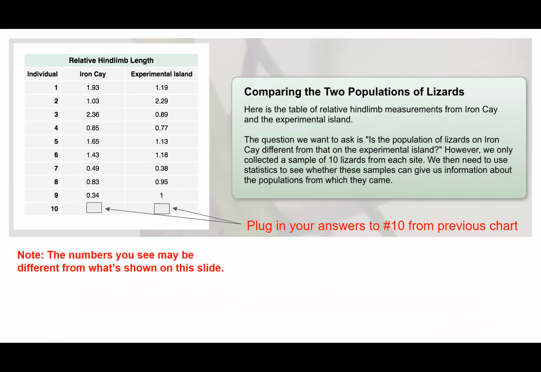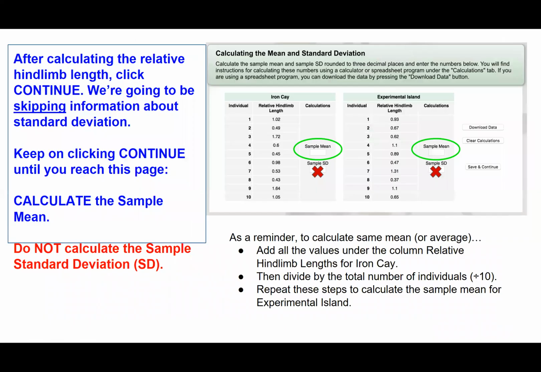So now, comparing the 2 populations of lizards, here's the table of relative hind limb measurements for Iron Cay and Experimental Island, okay? So again, you're plugging in your answers from number 10 here. And keep in mind, the numbers you see may be different from what's shown on this slide, mainly because the computer has a huge amount of data and it's just pulling in 10 of them, okay? So after you calculate the relative hind limb length, click continue.